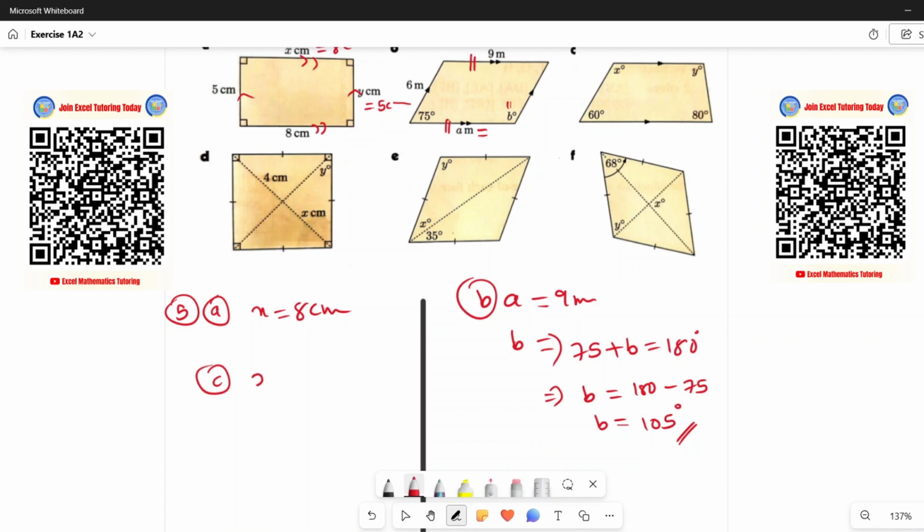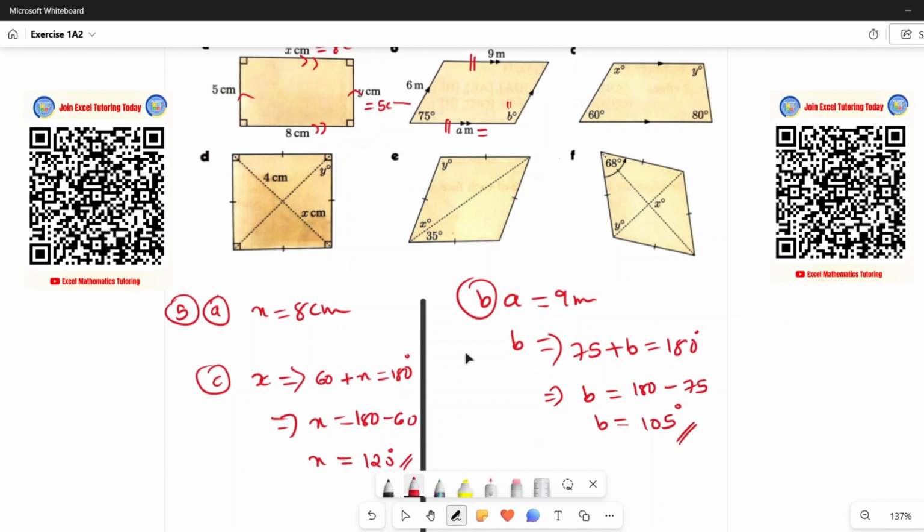So we need to find the value of x. Again, we use the property of supplementary co-interior angles. So 60 plus x equal to 180 degree. Now we need to find the value of x. 180 minus 60. So x equal to 120 degree. X equal to 120 degree here.